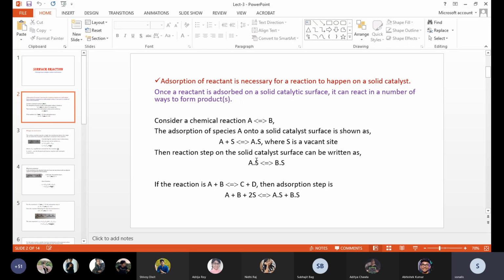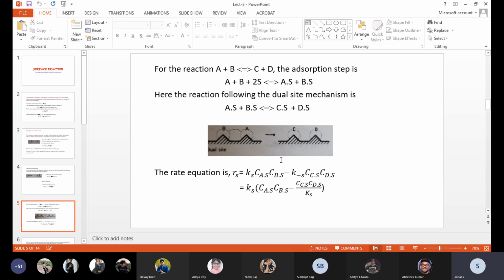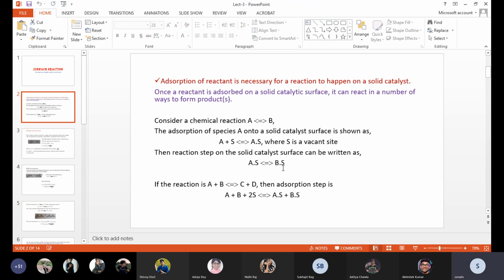Then the reaction step on the solid catalyst surface can be written as A·S to B·S. So from A·S, B·S is formed, the product complex, and after B is formed, B has to become free from the solid catalyst site. That is the desorption step. After this, the desorption of B will occur. Anyway, our main focus is on the surface reaction step. So A·S to B·S.